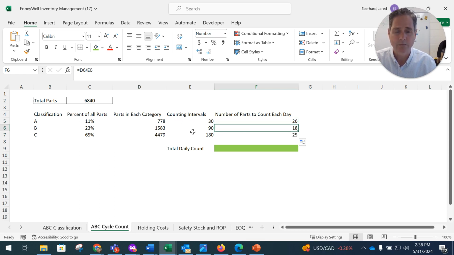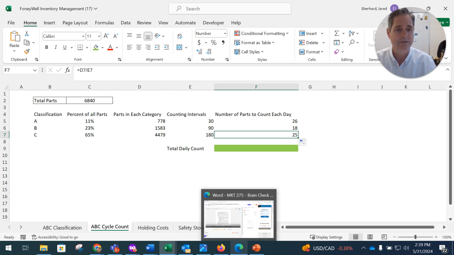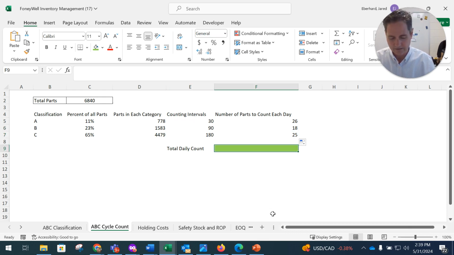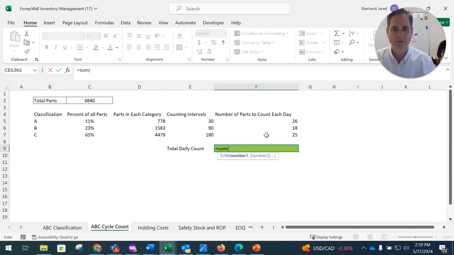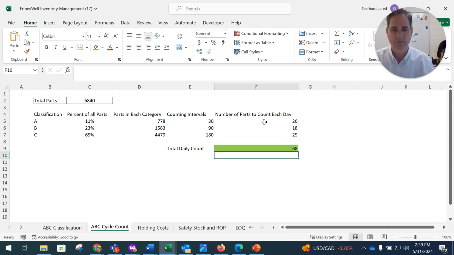For my B parts, I want to count each one of them over a 90-day period. So I need to count 18 a day. For my C parts, I want to count all 4,479 every 180 days. That means I need to count at least 25 of those a day. If I were to hire a person just simply to go count parts and reconcile inventory, I would just add up those three things, and the person I hire would have to go out and physically count 68 parts a day and reconcile them and so forth.